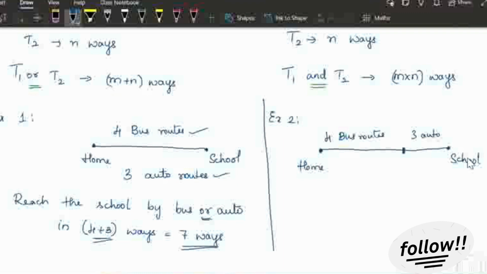Now, he cannot say, I will go only by bus, or he cannot say, I'll go only by auto, right? He has to choose both bus and auto. Here, how many ways are possible to reach the school? Number of ways to reach the school is 4 into 3, which is 12 different choices that he has.